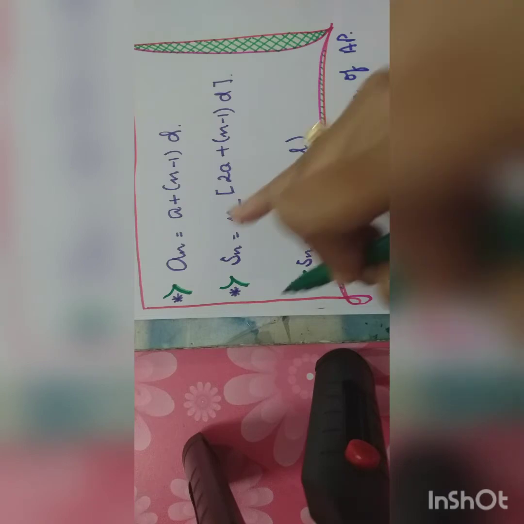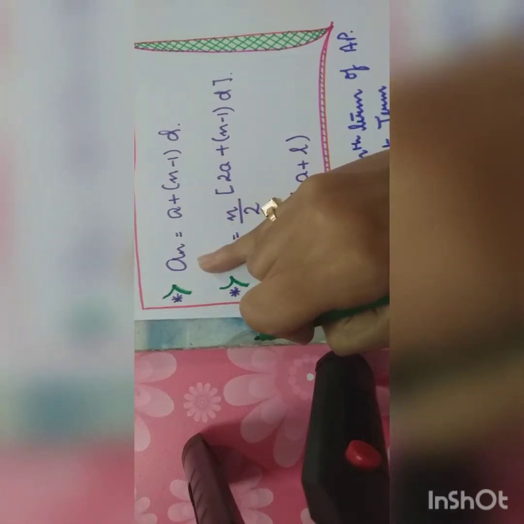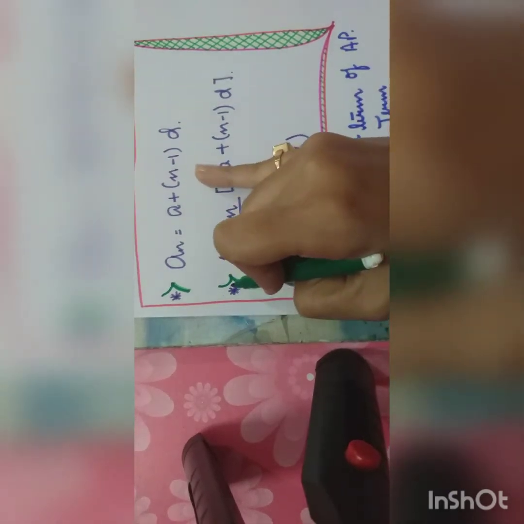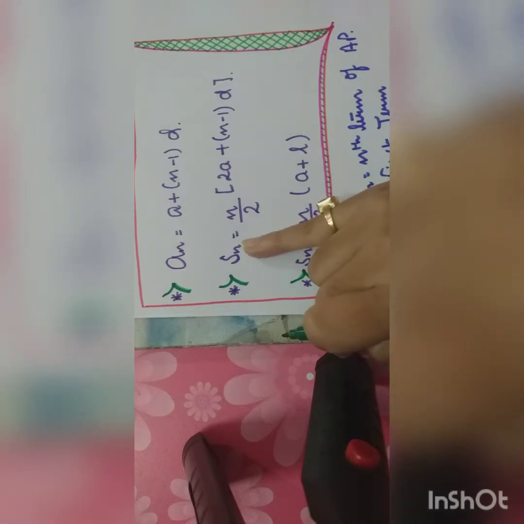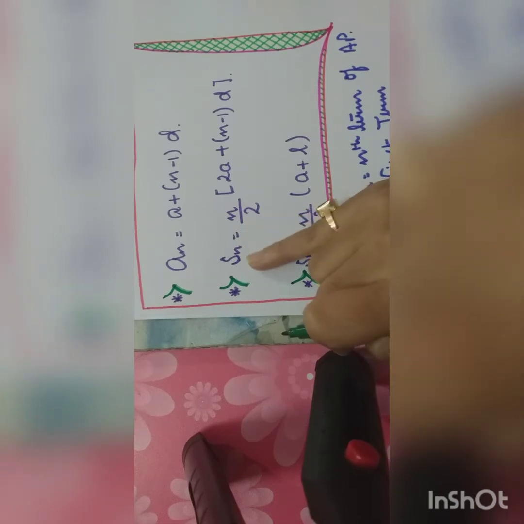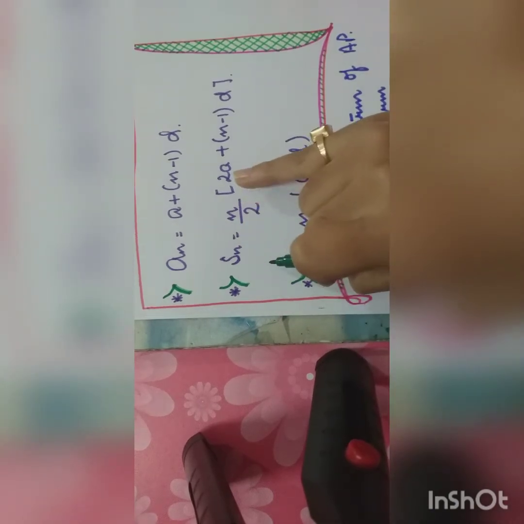So let's get started. Here I have written the three formulas that we have already studied in our past videos. That is the nth term of an AP, an equals a plus n minus 1 into d, where a is the first term of the AP, d is the common difference and n is the number of terms given in that AP series. The Sn formula to find the sum of n terms of an AP is Sn equals n by 2 into 2a plus n minus 1 into d, where n again is the number of terms in that AP series, a is your first term and d is your common difference.